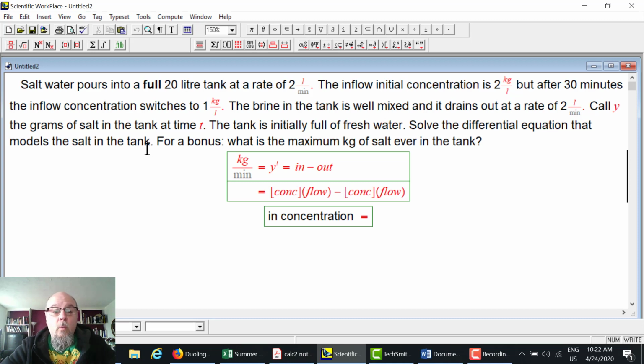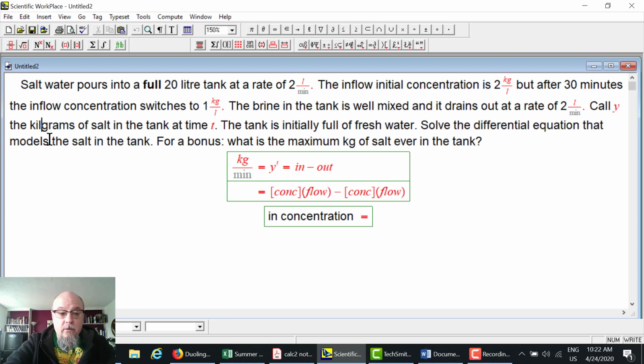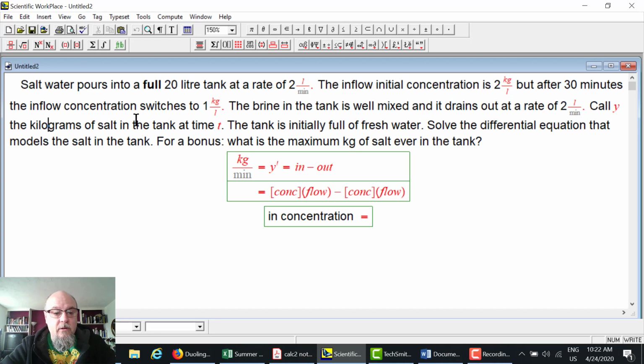Okay. We call y the grams, I guess I mean kilograms, because we're doing everything in kilograms here, of salt in the tank at time t. The tank is initially full of fresh water. Okay, so initially then y naught is equal to 0. Let's solve the differential equation. So when we're doing these tank questions, it's always y prime in kilograms per minute. Salt rate of change of salt in the tank per minute is always equal to in minus out.